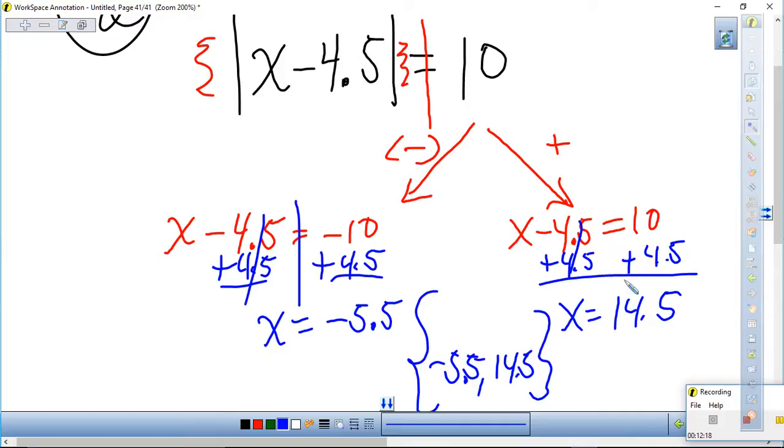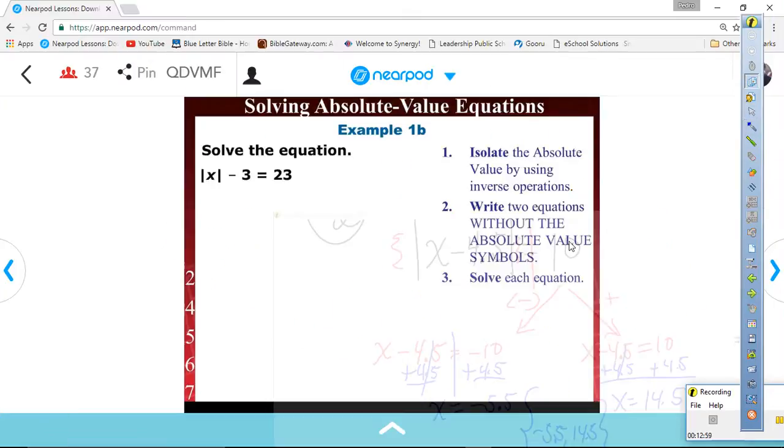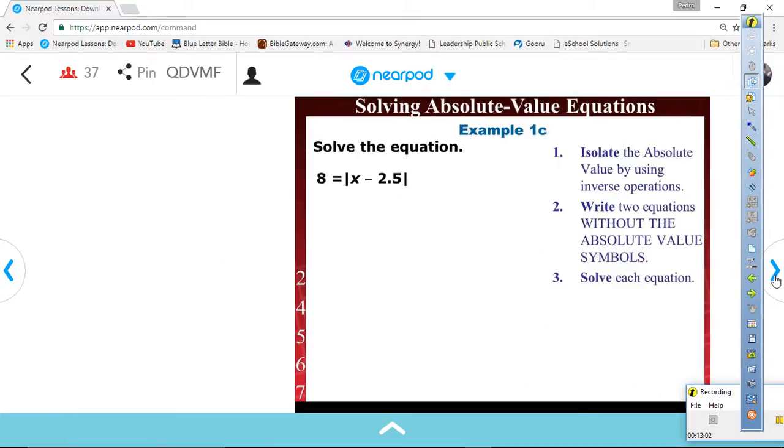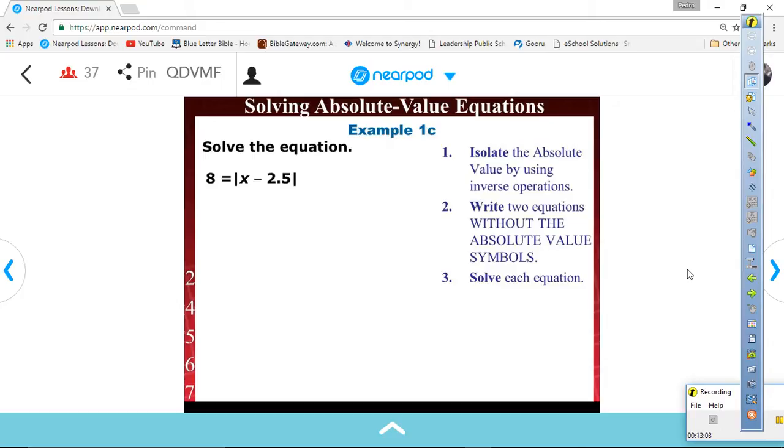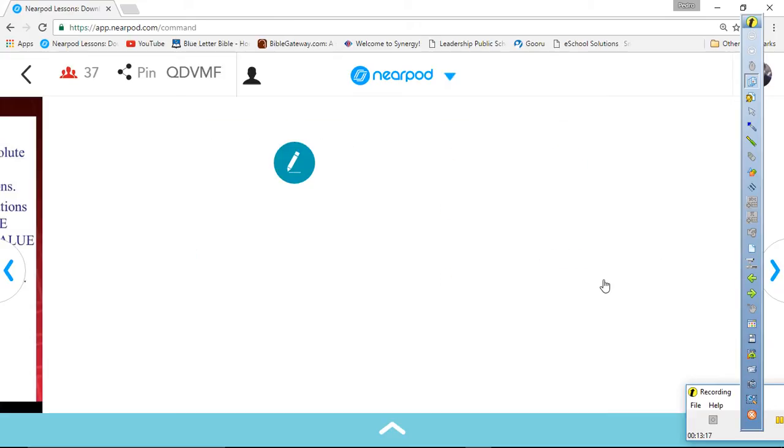No. All right, here we go. Copy this next one. See if you can do this next one by yourself. Example 1C. Let's see how you do. I'm going to forward your screen. You can lock your toolbar, and either you can send me a picture or do the work on the screen. Ready, go.